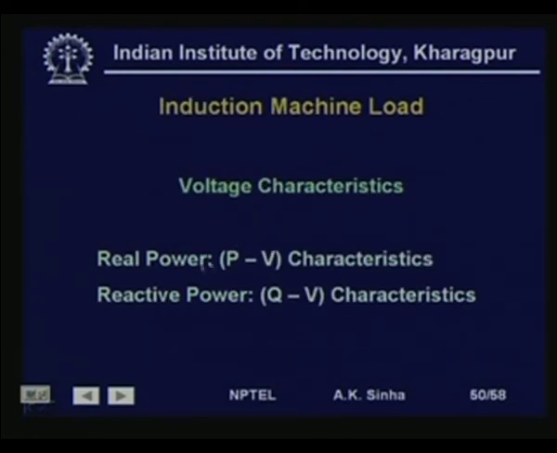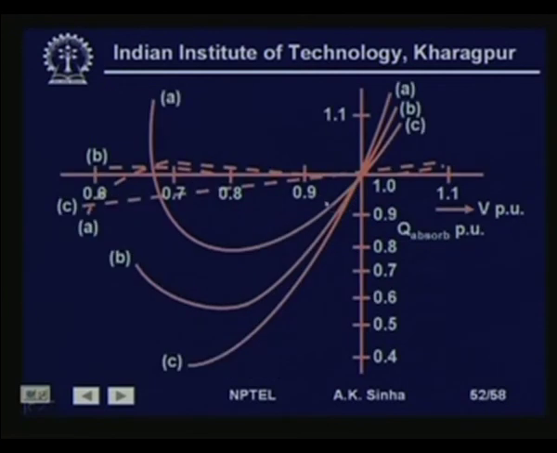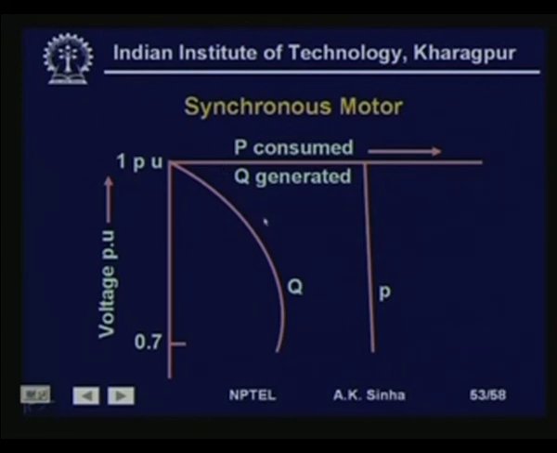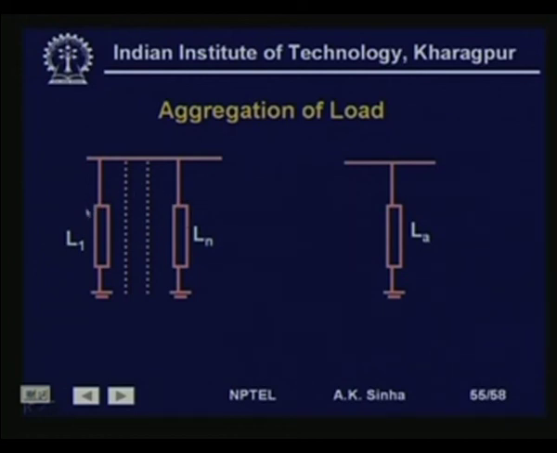We have induction machine loads which have also PV and QV characteristics as well as PF and QF characteristics. We will not go into details of this. This is just showing a family of curves for variation of voltage for P and Q, and similarly for the synchronous machine the Q varies like this whereas P varies like this. And there are other categories in which we can categorize the loads: residential load, industrial and commercial load. This is done for aggregation of the loads, like we add up various loads into one aggregated load.